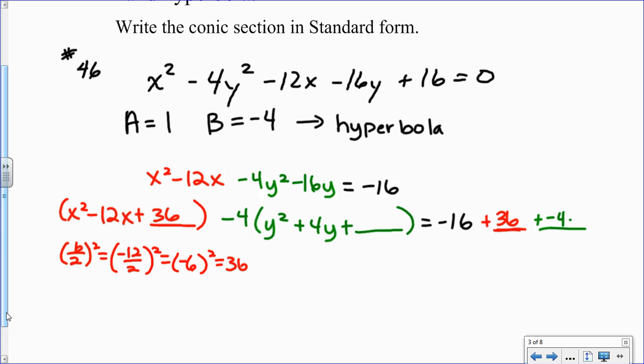Alright, complete the square for y. Just look at what's inside. So b is 4. So 4 divided by 2 is 2. 2 squared is 4. So you're adding 4 to the left. And on the right, you're adding negative 4 times 4, which is actually negative 16.